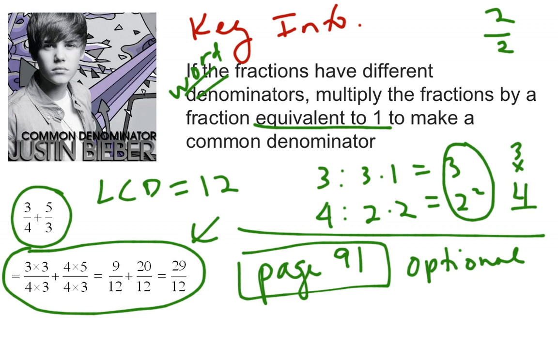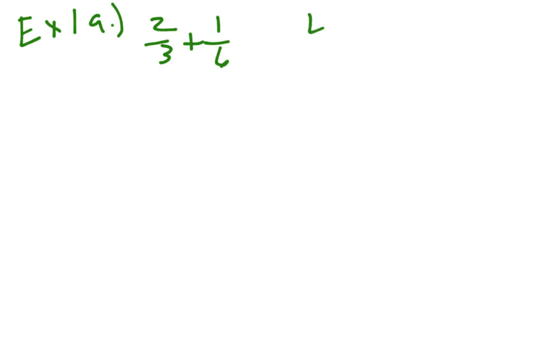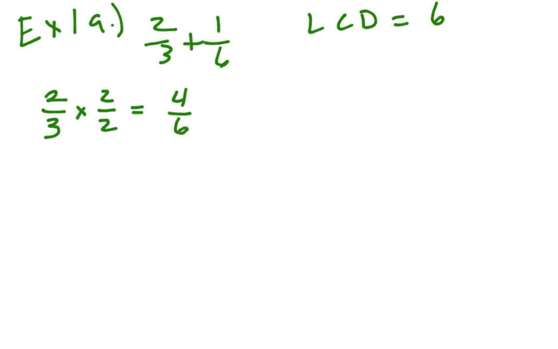All right, examples. Example 1 says I want to add 2/3 plus 1/6. I need a common denominator. That's going to be 6. And I need to convert using an equivalent form of 1. 2/3 times 2/2 is going to give me 4/6. And I don't need to convert the 1/6 because it already has the right denominator. And now I'm going to add my numerator plus my other numerator and get 5/6.